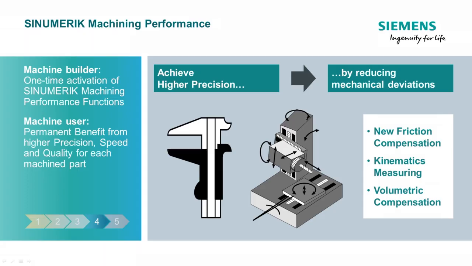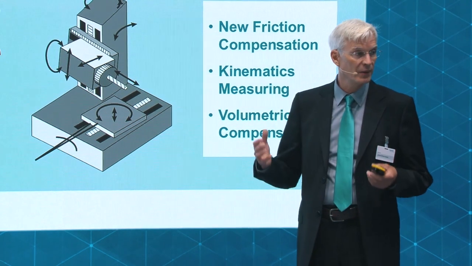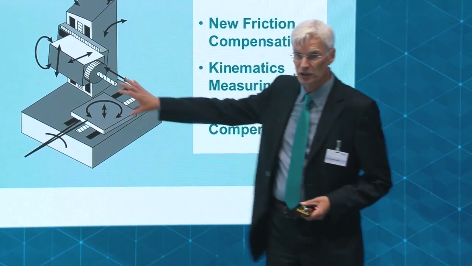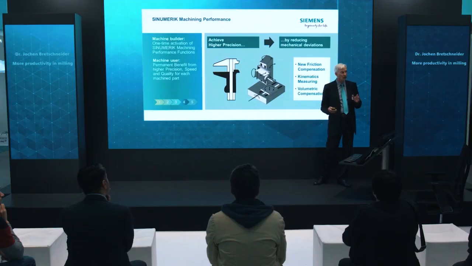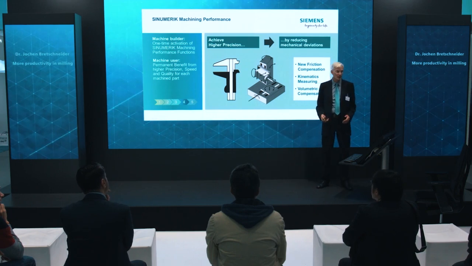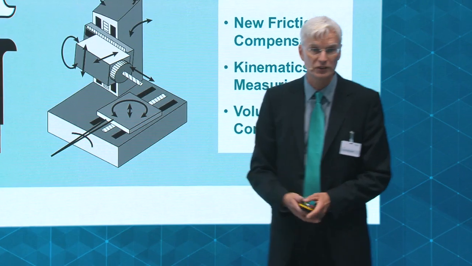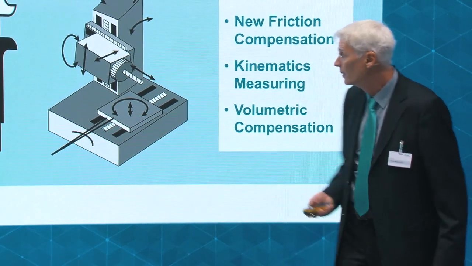Higher precision of the machine means your workpieces can be machined in tolerance on the machine. And as you know, machines are not perfect. There are small deviations in machines. For example, there is friction. For example, we have deviations in rectangularity. We have positioning errors and much more.